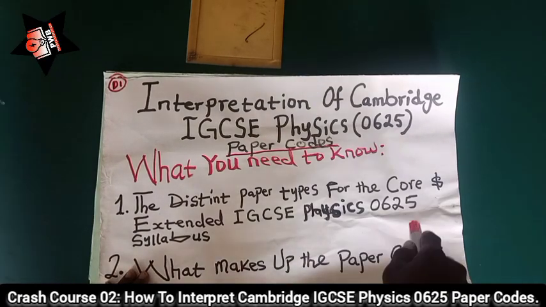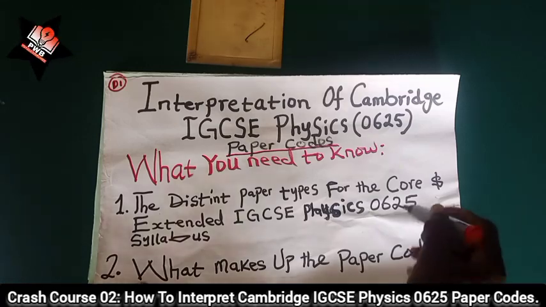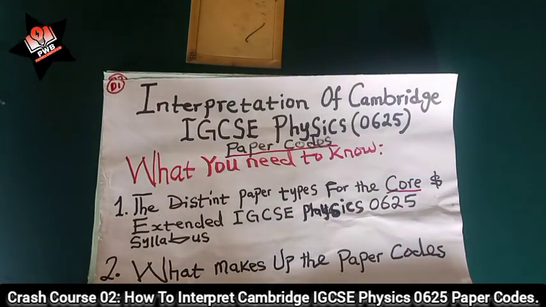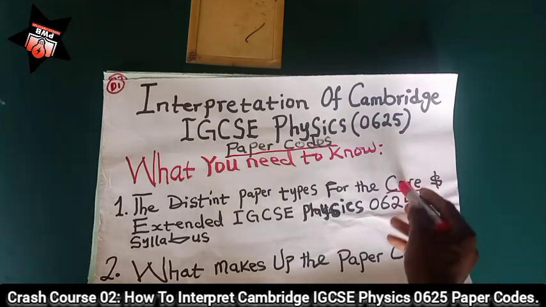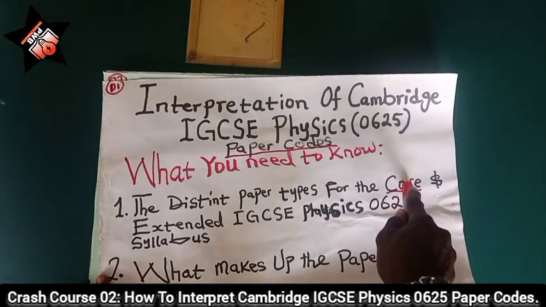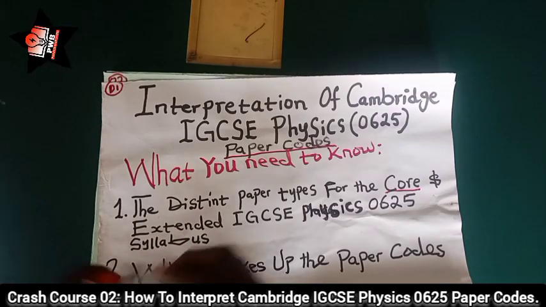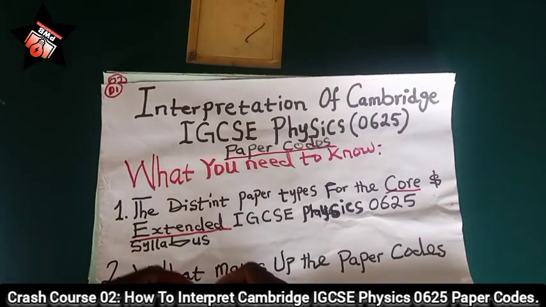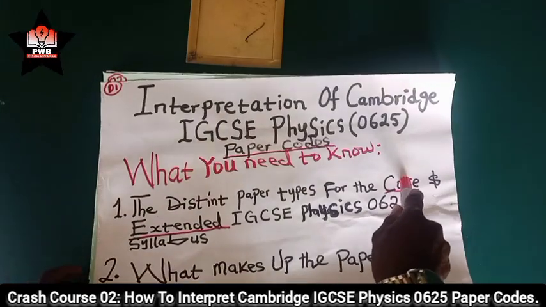Earlier on, I told us that the core syllabus is the syllabus whose difficulty level is not that high. The difficulty level is low. The highest grade you can get here is grade C down to grade G. And then the extended syllabus is the syllabus whose difficulty level is higher than the core syllabus.